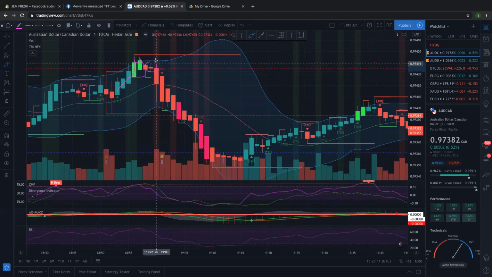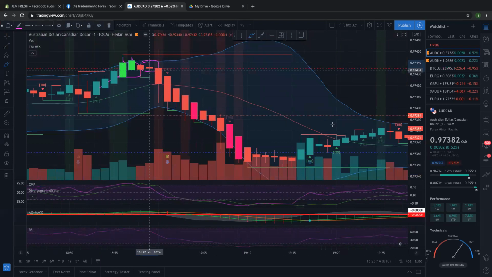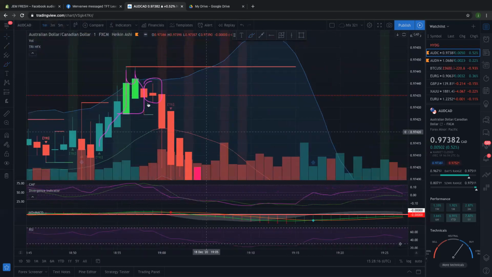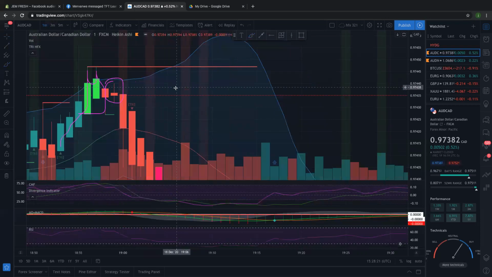Then you've got an indecision candle. So this one here, it doesn't know which way it wants to go. So, you know, the wick is pushing down and the wick is pushing upwards as well. So this is the important one.